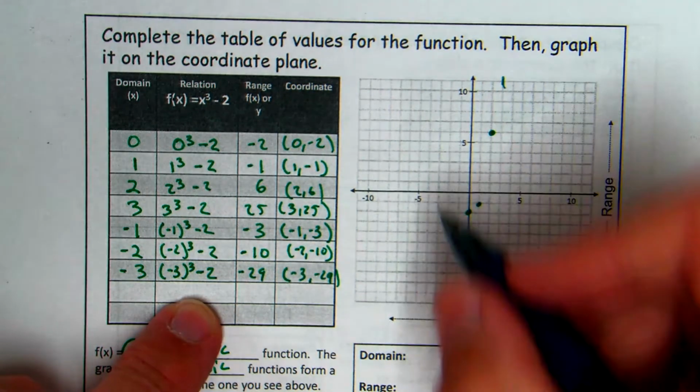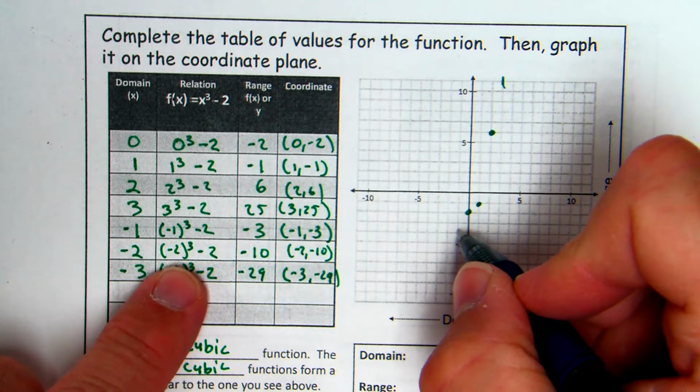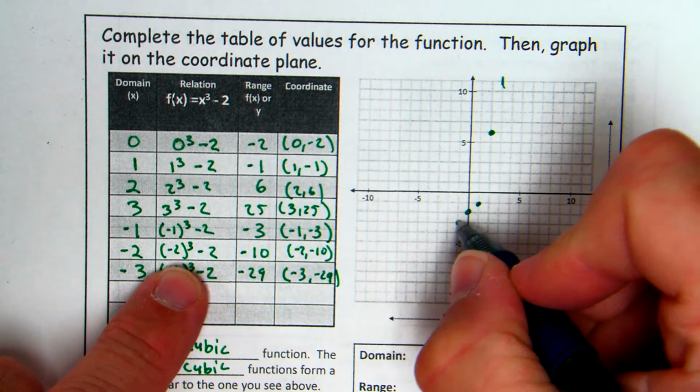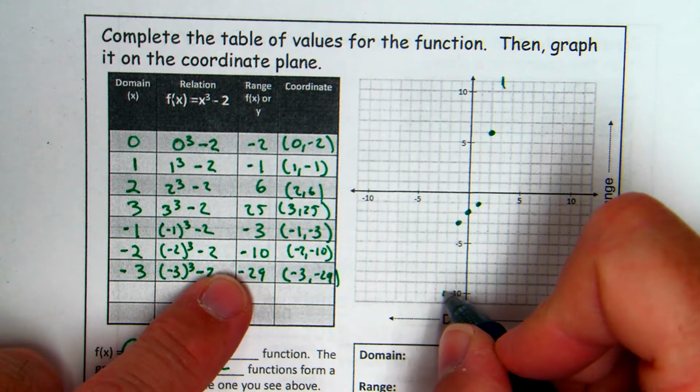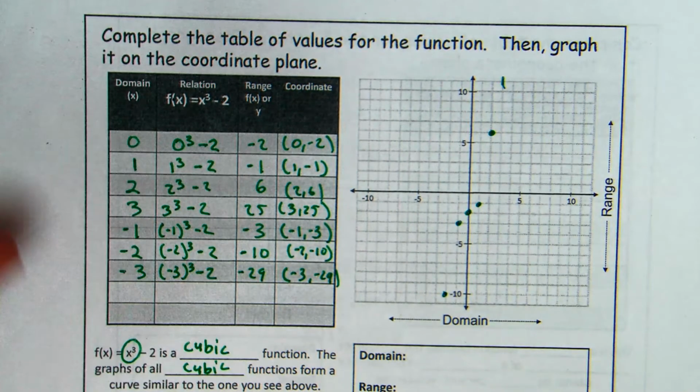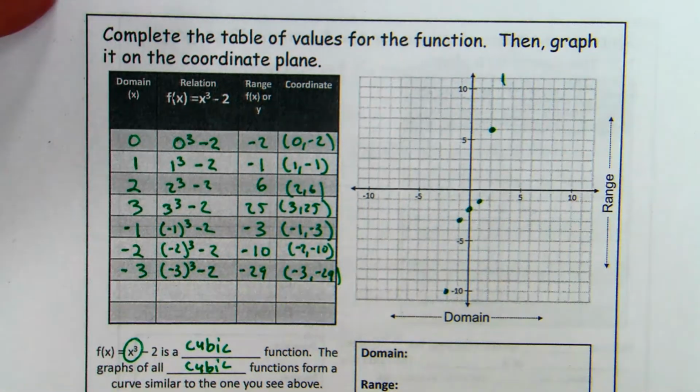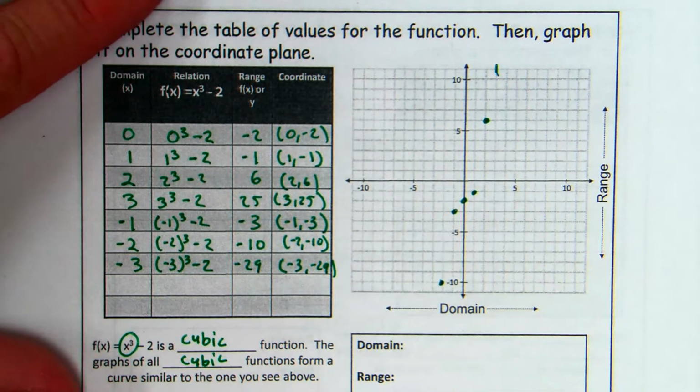And I'm out of room again. Negative 1, negative 3 is about here. Negative 2, negative 10 is here. And I kind of am out of room. You can actually hear the bell from my own class getting ready to start here in just a moment.